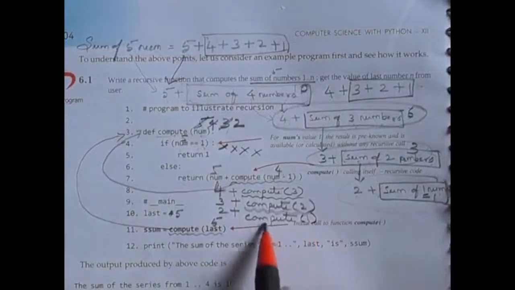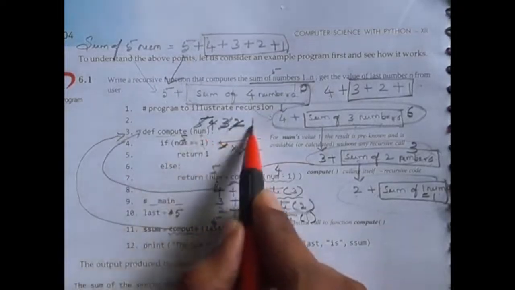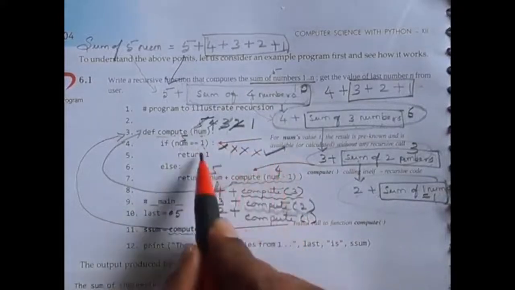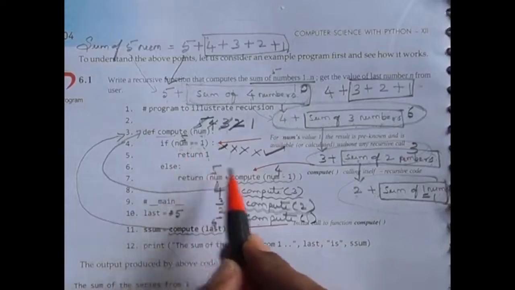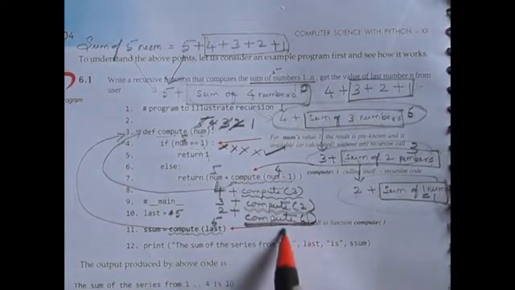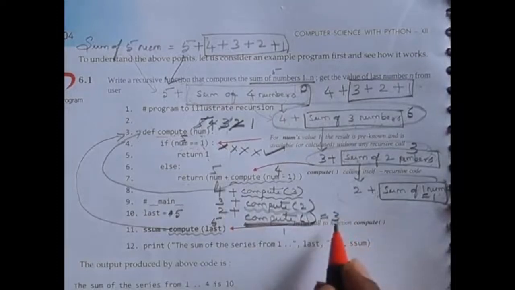So compute 1 means it will go to here. Now num value is what? 1. So 1 is equal to 1. The condition is true. It will return 1. So this compute 1 function value is 1. So 1 plus 2, this answer is 3.